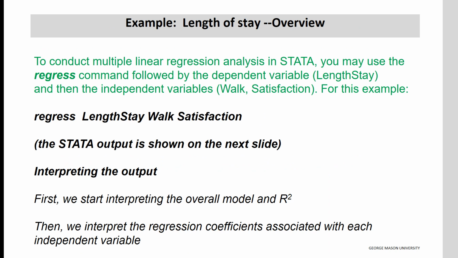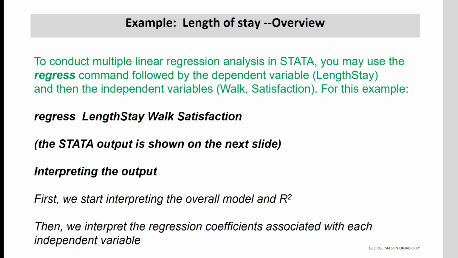Now that we have examined the associations between each independent variable and the dependent variable, we can go ahead and conduct multiple linear regression analysis. And in STATA, you can use the command regress, just like in simple linear regression. When you enter the command regress, right after regress, you enter the dependent variable. The dependent variable has to go first, which in this case is length of stay, and then you place the independent variables walk-in and satisfaction.